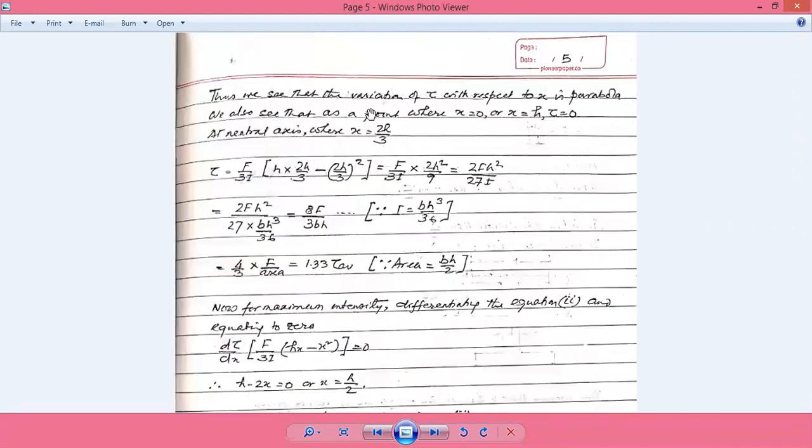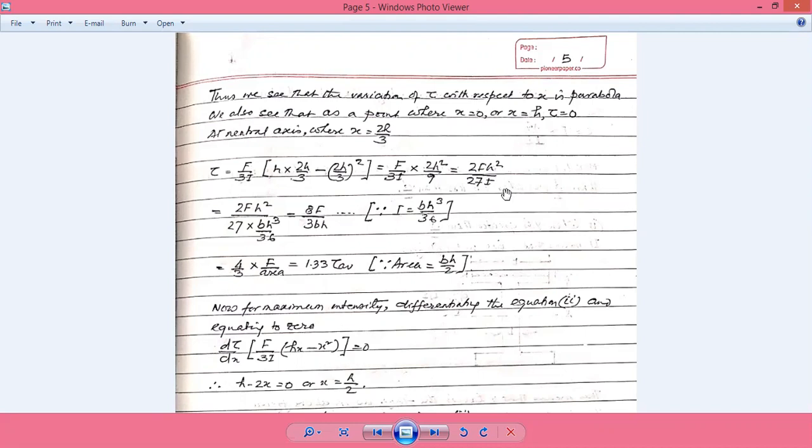Thus, we see that the variation of tau with respect to X is parabolic. We also see that at the topmost point, where X is equal to 0 or X is equal to H, tau is equal to 0. So at the neutral axis, where X is equal to 2H by 3, we put the value of 2H by 3 for X here, and this equation will take the form F by 3I into 2H cubed by 27.